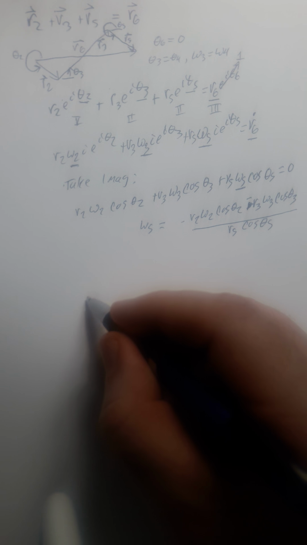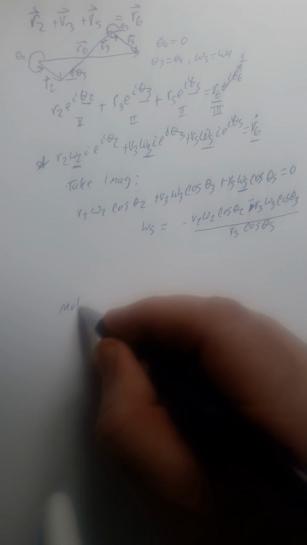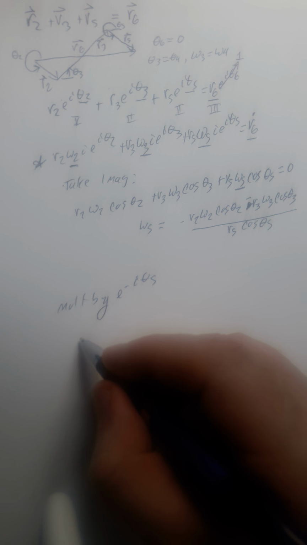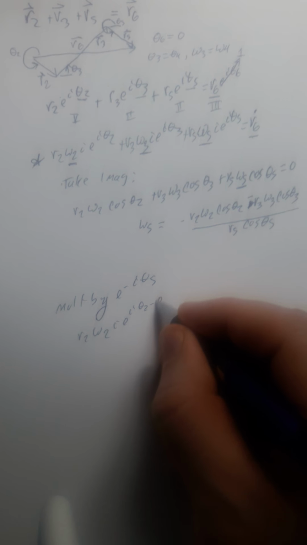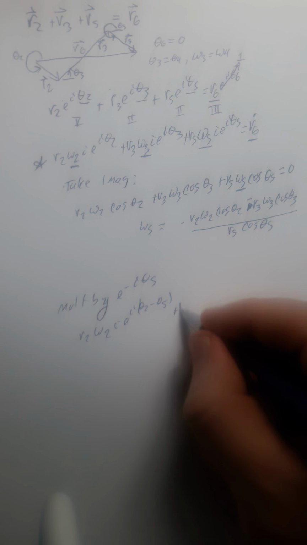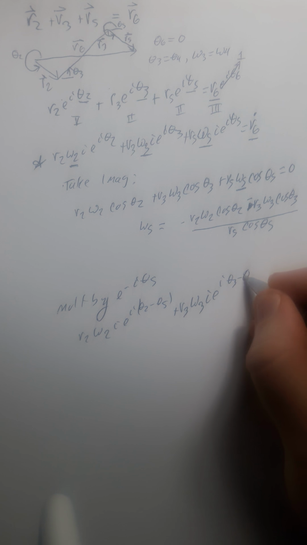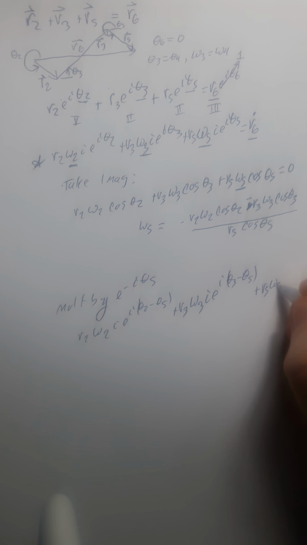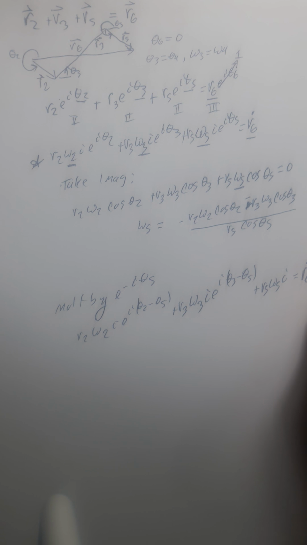We can multiply this equation by e to the minus I theta 5, and then that would give us R2 omega 2 I e to the I theta 2 minus theta 5 plus R3 omega 3 I e to the I theta 3 minus theta 5, and then plus R5 omega 5 I, and that's going to be equal to R6 dot e to the minus I theta 5.